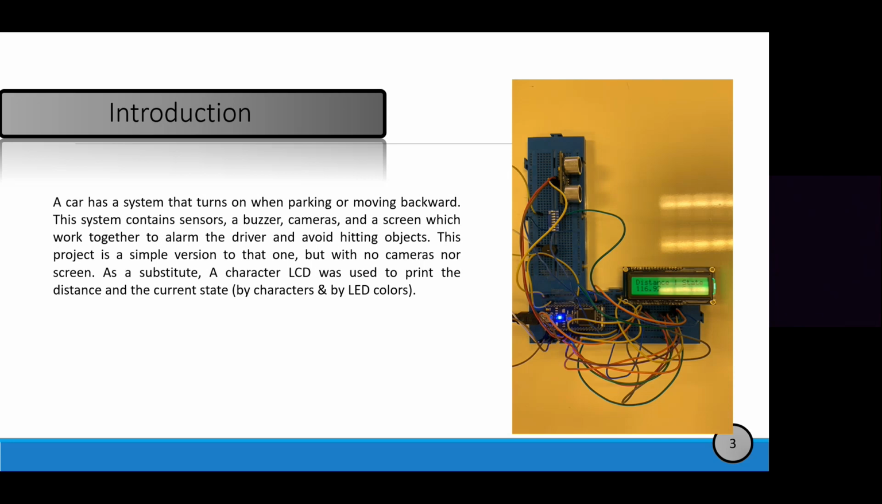Also, some requirements we include are that it should be cheap in cost, and the power needed is 5 volts.